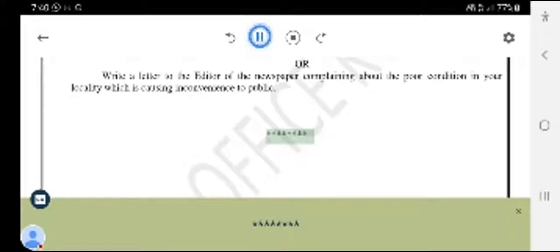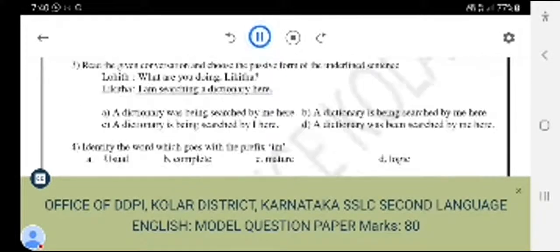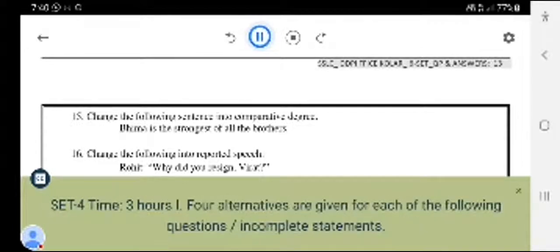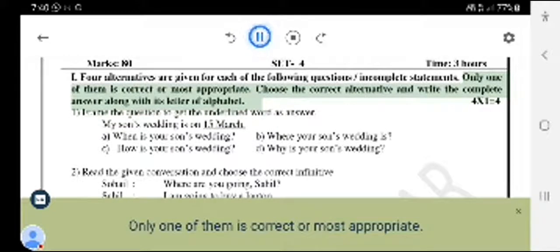Office of DDPI, Kolar District, Karnataka SSLC Second Language English. Model question paper. Marks: 80. Time: 3 hours. Four alternatives are given for each of the following questions, incomplete statements. Only one of them is correct or most appropriate. Choose the correct alternative and write the complete answer along with its letter of alphabet.